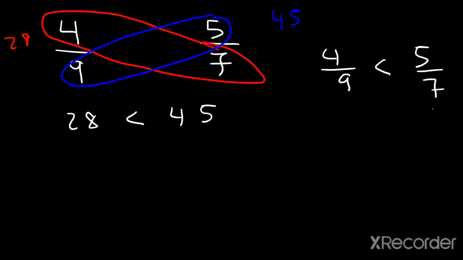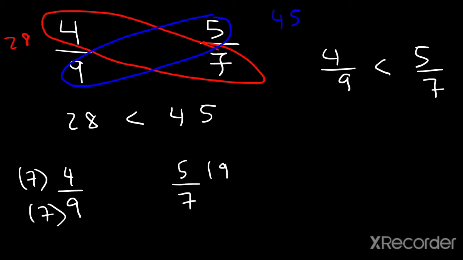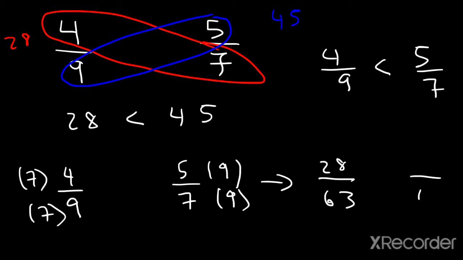But let's confirm it by getting common denominators. I'm going to multiply 4 over 9 by 7 over 7, and I'm going to multiply 5 over 7 by 9 over 9. This will give me a common denominator of 7 times 9, or 63. 7 times 4 is 28, and 5 times 9 is 45. Notice that we get these numbers.